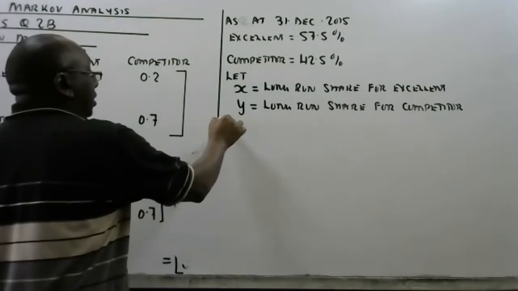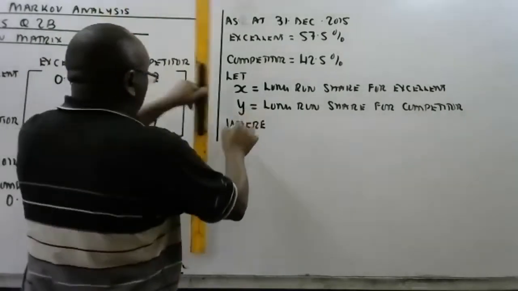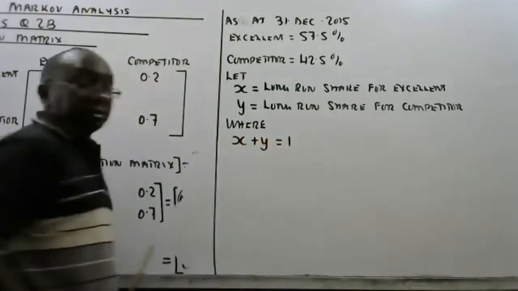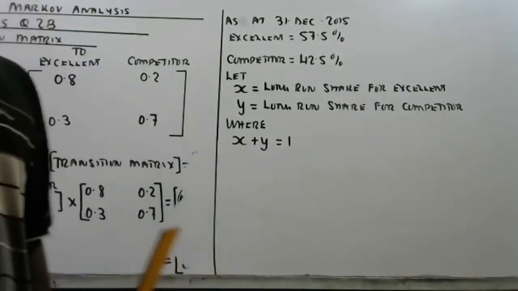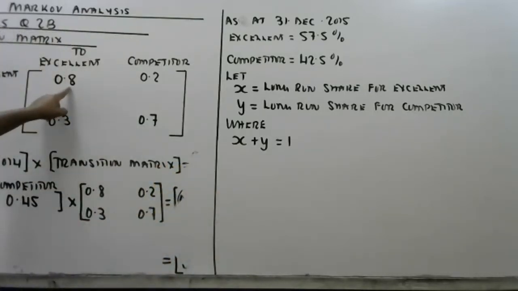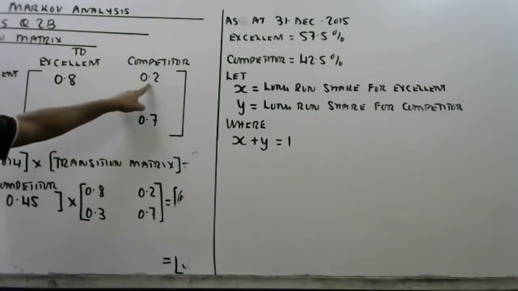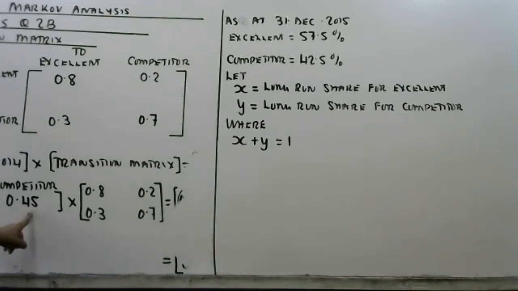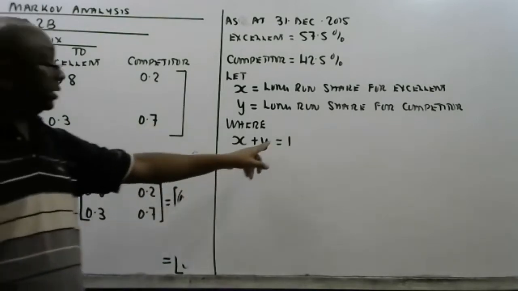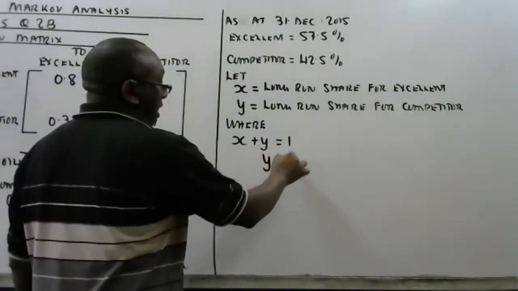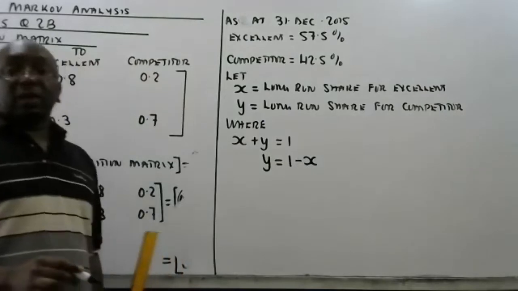Where X plus Y is equal to 1. Because if you remember what I've been doing, now we are going to December: 0.8 plus 0.2 is 1. 0.3 plus 0.7 is 1. 0.55 plus 0.45 is 1. So the values in the row must always add to 1. So if they must always add to 1, it means that Y can also be obtained as 1 minus X.